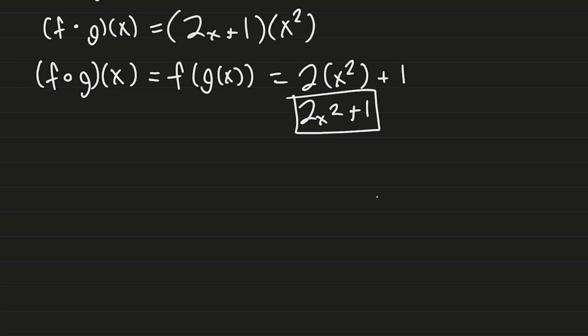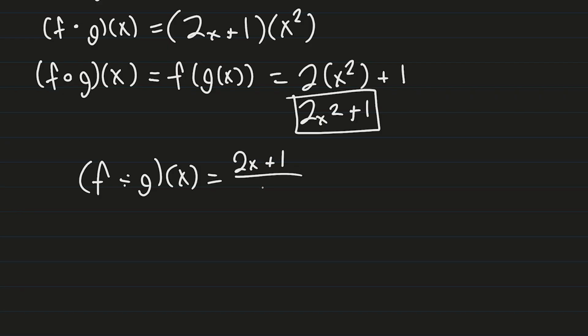Let's take a moment to note one slight off case. If we have f divided by g of x, your process is a little different. Of course, you still have whatever f of x was, 2x plus 1, over whatever g of x was, x squared. But in this case, now you have a domain restriction. Just make sure to be careful about your domain when you're dividing.